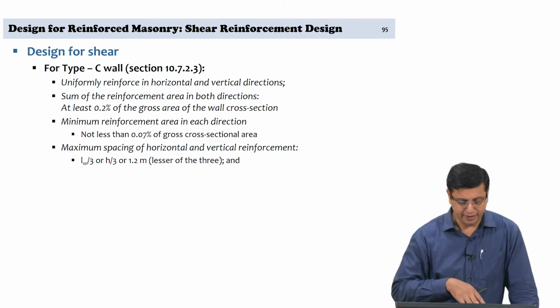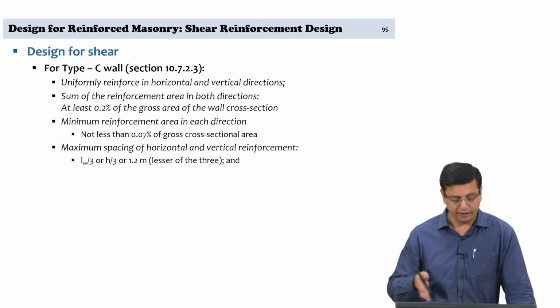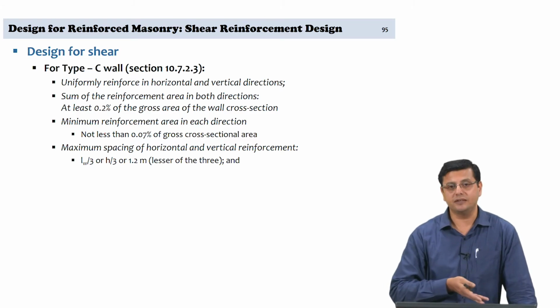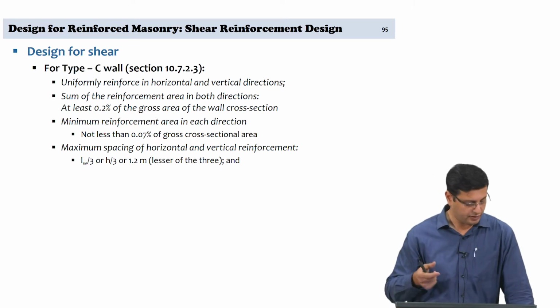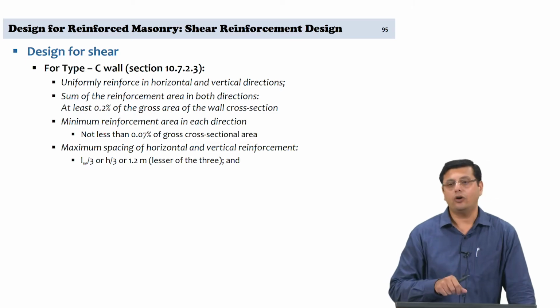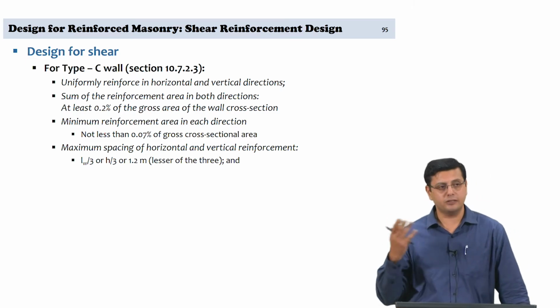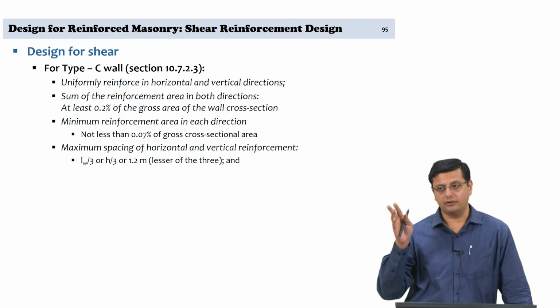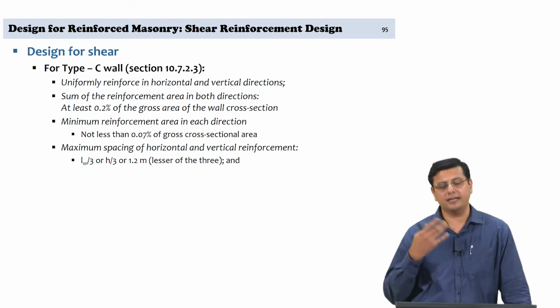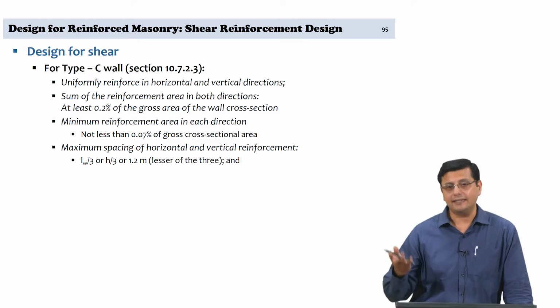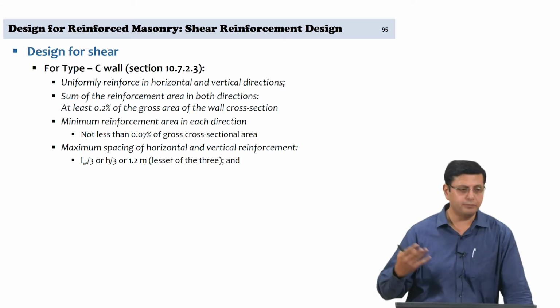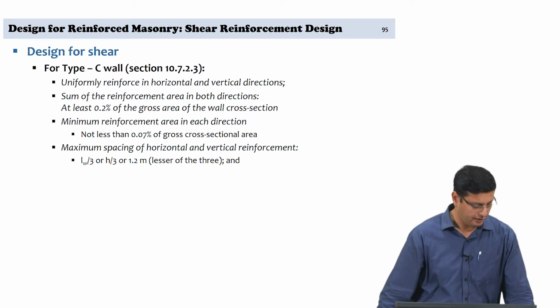Here in this particular case, the maximum spacing of the horizontal and vertical reinforcement is the lesser of these three values that you would estimate: LW, the length of the wall divided by 3, or the height of the wall divided by 3, or 1.2 meters. So, that 1.2 meter spacing is something that you will see is a recurring number that comes from established experimental work, which shows that at least 1.2 meter spacing of reinforcement is required for minimum desirable behavior of a masonry wall panel.